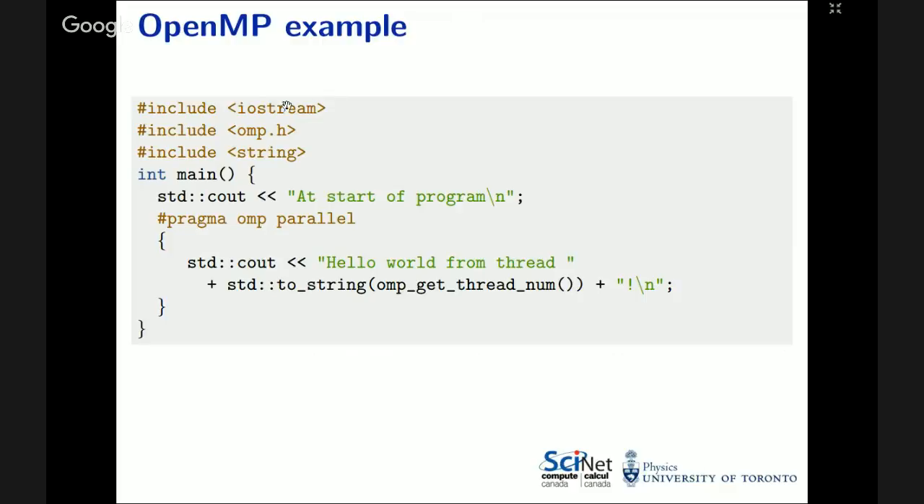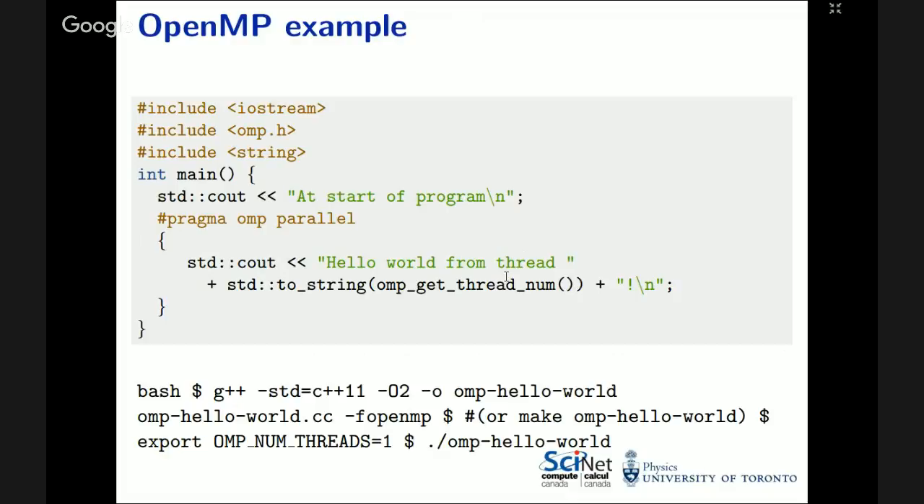So it starts the usual way. I have iostream for IO. omp.h is the header that belongs to OpenMP, and then string, because I'm using this string command. In main, nothing changes. The only thing that's actually different is this #pragma omp parallel. What that does is it says the next code block should be run in parallel. And in that code block, each of these threads is supposed to write hello world from a certain thread, and it has a way to get its thread number. So you compile it with this -fopenmp flag, and then you can just run it, or you can just do make hello world.